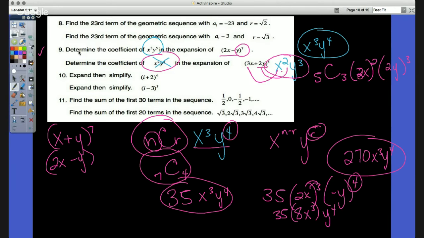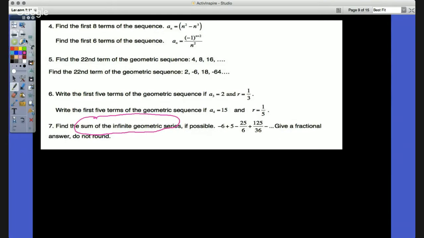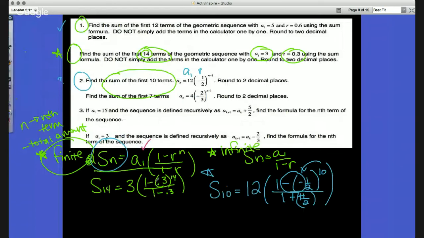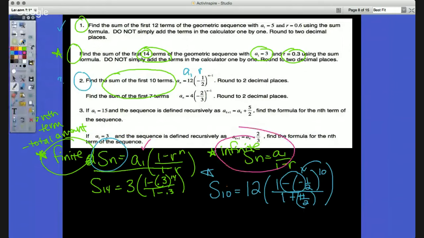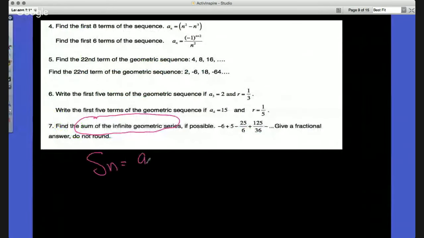Let's come back to number 7. All right, perfect. This one's a little different. Find the sum of the infinite geometric sequence. Well, remember, we already looked at what finite was. Finite was this formula right here. So when we talk about infinite, infinite is S of n equals A1 over 1 minus R.